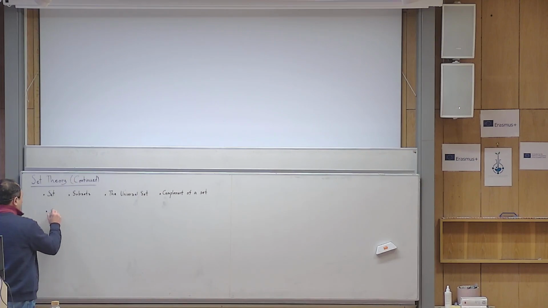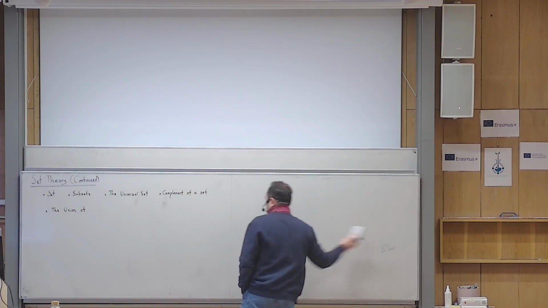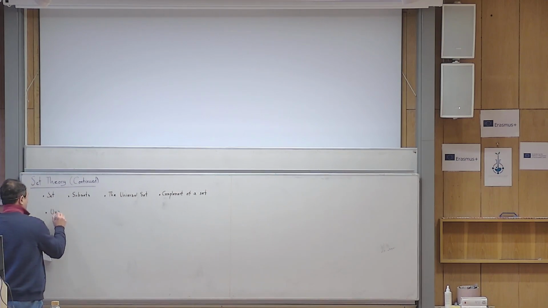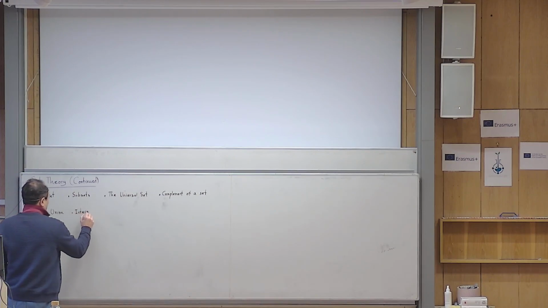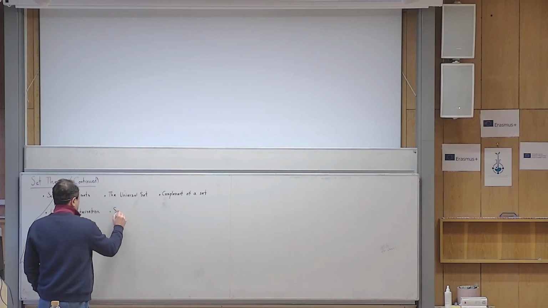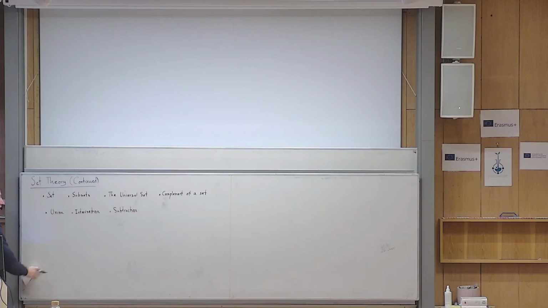One of them is called the union of two sets. So let me write just the names: the union, intersection, and subtraction. I think that we will probably be able to discuss the first two. The next one will be left for the next lesson.